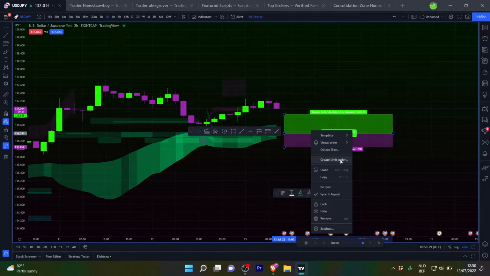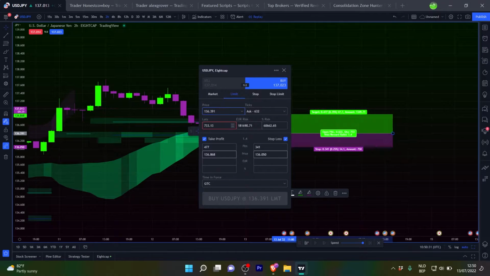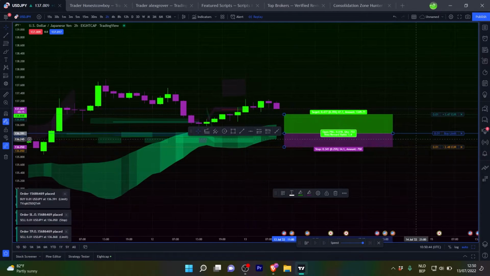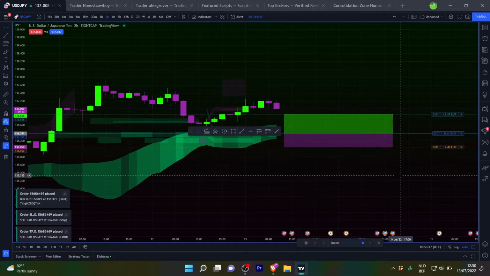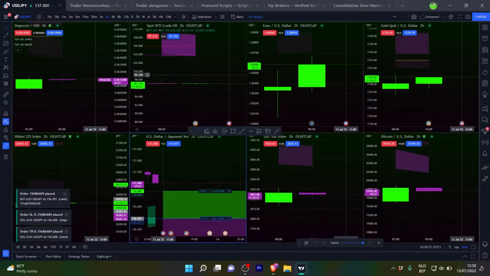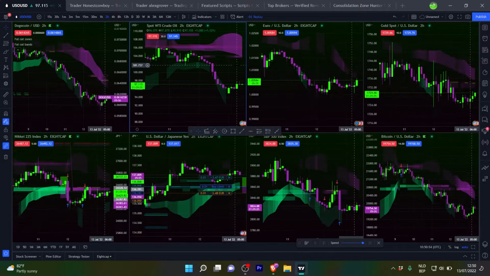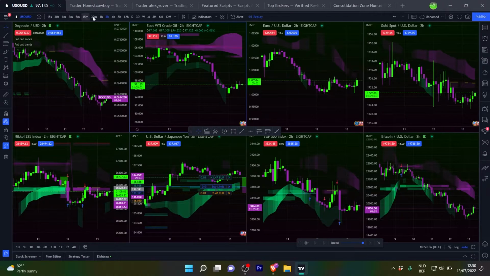Okay, create limit order. See if the risk is good. 0.01. We got a good percentage of risk. And the trade is on 8cap. So it's quite handy to trade from TradingView. Okay, let's zoom out again and look at the 1 hour chart.